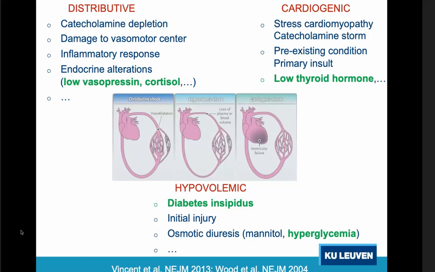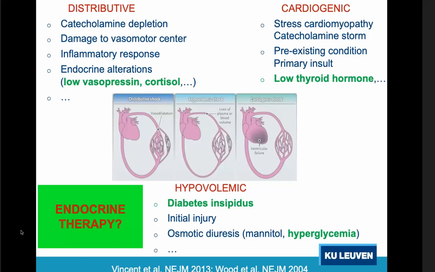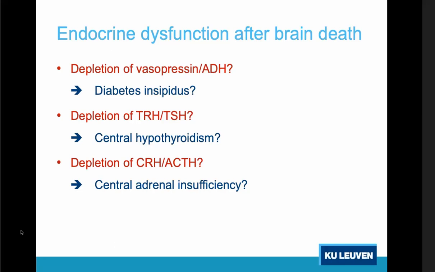But before I speak about the general hemodynamic management of the brain-dead organ donor, I will first speak about the potential for endocrine therapies in the brain-dead organ donor, because many endocrine abnormalities often occur after brain death, such as low thyroid hormone, for example, and diabetes insipidus, but also low vasopressin levels. And these endocrine alterations could of course be the cause of hypotension or shock. So the question is, should we routinely administer endocrine therapy in brain-dead organ donors? Traditionally, it has been assumed that routine hormone supplementation is indicated.